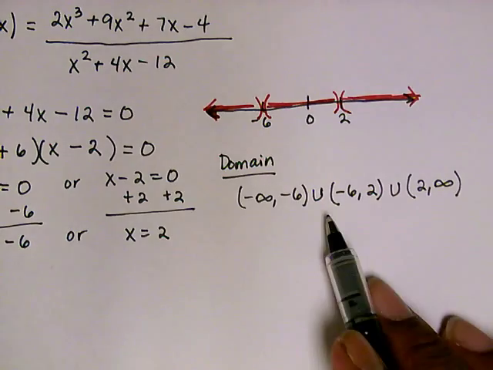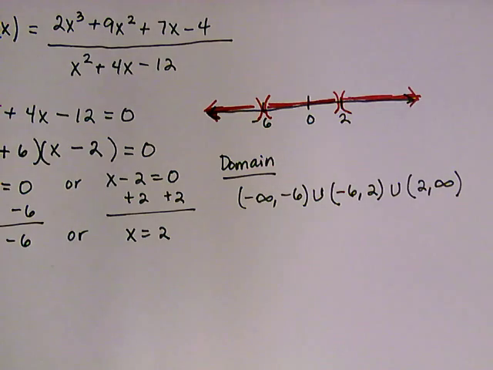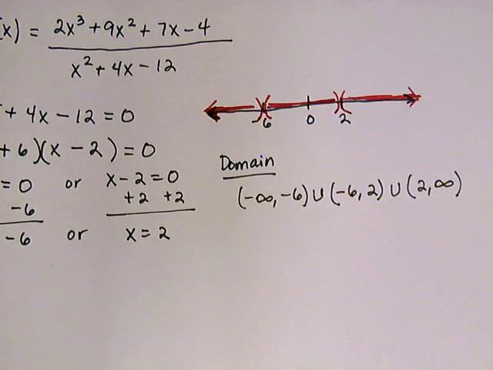And those symbols mean or, which is the union of those intervals here. And on all the intervals we use parentheses to show that negative 6 will not be included and 2 will not be included. Okay. That's how we find the domain.